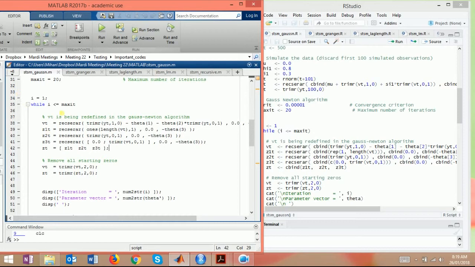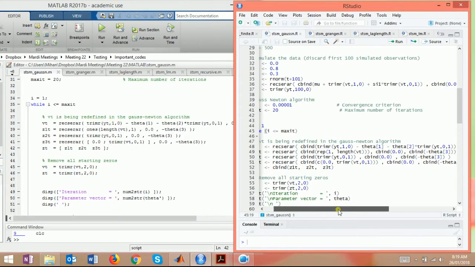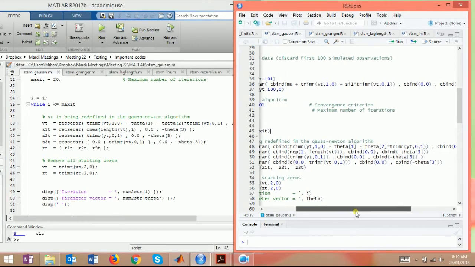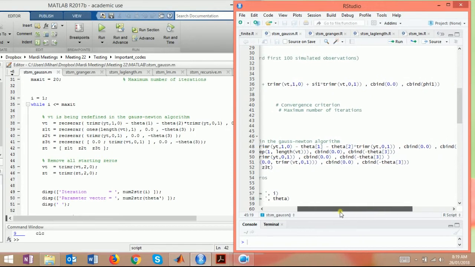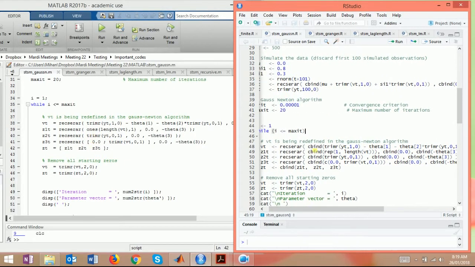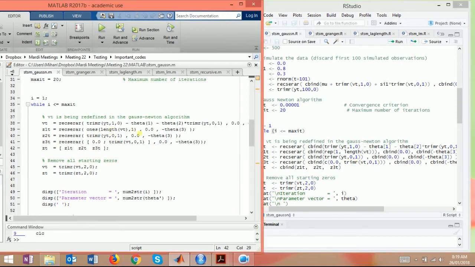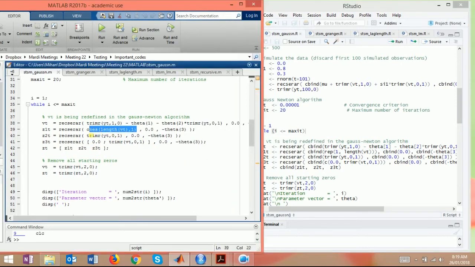Critical value, I equals 1 while I is less than or equal to the maximum number of iterations. For Z1t, we do a column bind on the whole thing to add to our problem. Column bind, replicate 1, length of vt, 1. So z1t is 1s, as we have seen, 0 minus theta 3. Z2t is where we have our coefficient phi, so phi 1 yt minus 1. So it is 0 1, 0 minus theta 3. Column bind, remember, column bind.